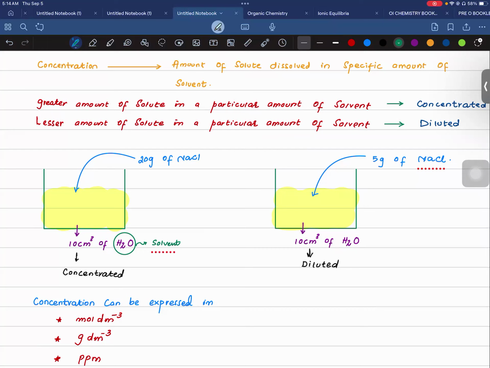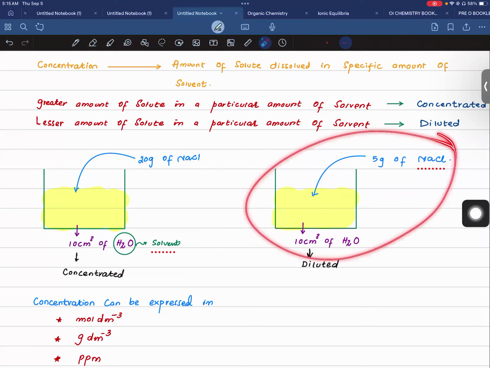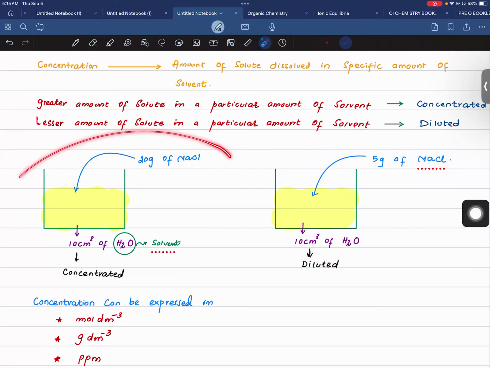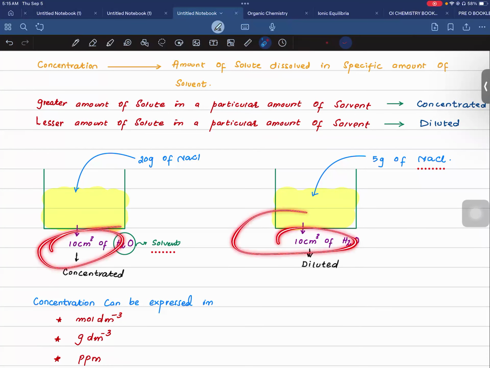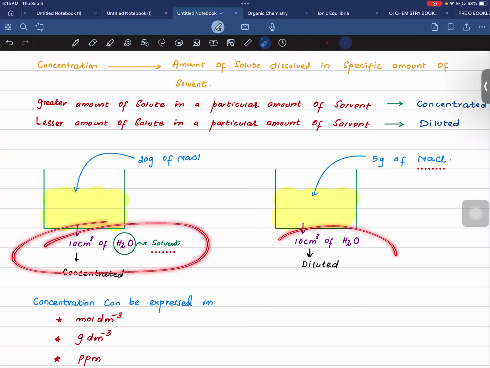So if I have 10 cm cube of solvent in both beakers, but in the first beaker I am adding 20 grams of NaCl, and in the second beaker I am adding 5 grams of NaCl, I can say that the first is more concentrated as compared to the second. Why? Because in this beaker I have more solute dissolved in a particular amount of solvent, that is 10 cm cube. You have to maintain the solvent constant so that you can compare very easily.